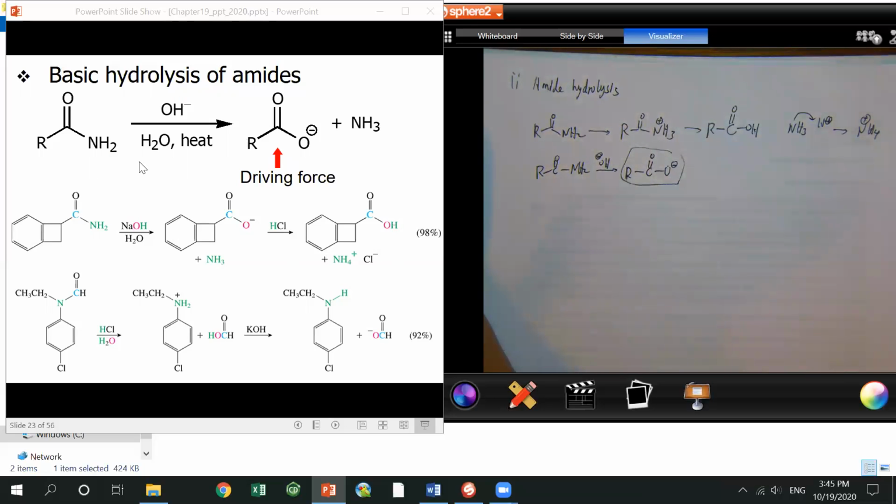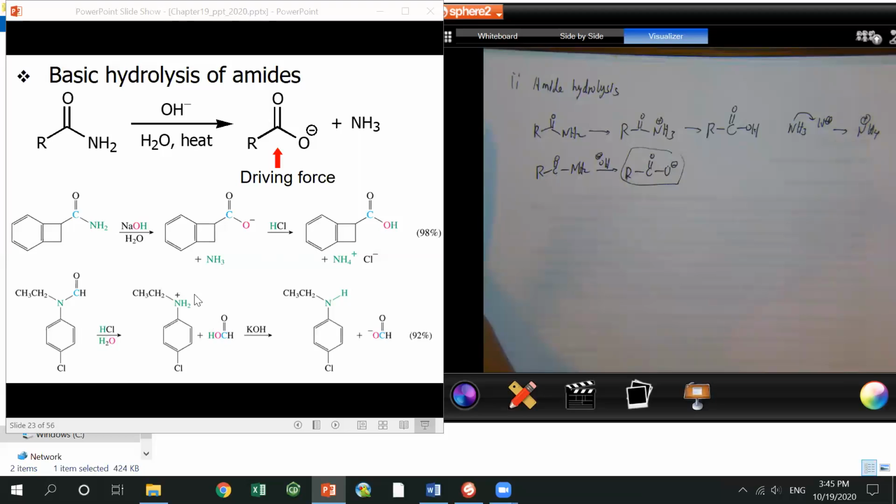Once you are done with the reaction, keep in mind you also have to do some kind of workup, which is shown on the top. Generally, for the carboxylic acid, you do an acid workup, and you follow that on the acid conditions.